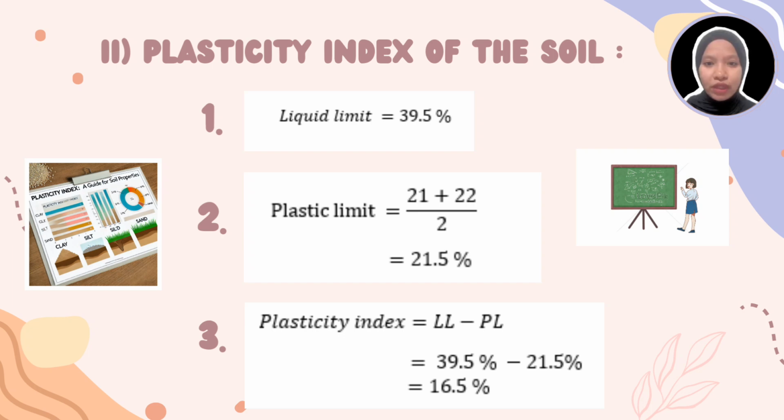The value of liquid limit we can get from question number 1, which is 39.5%. And then the plastic limit we can get from the question, which is 21 plus 22 divided by 2, equal to 21.5%. So, the answer of the plasticity index of the soil is 18%.